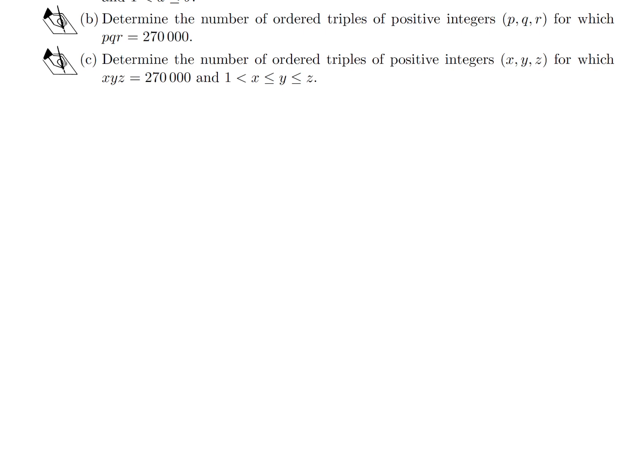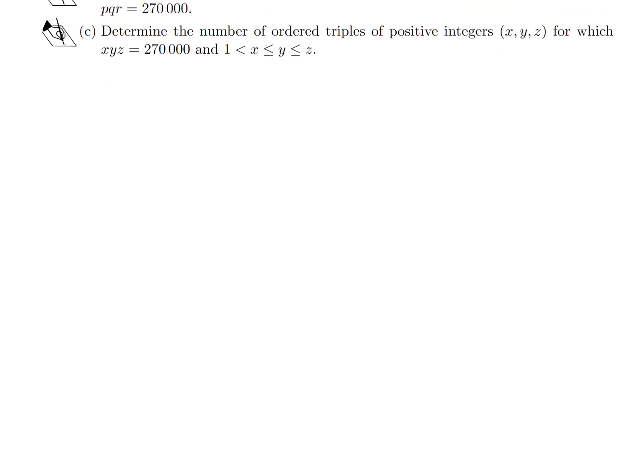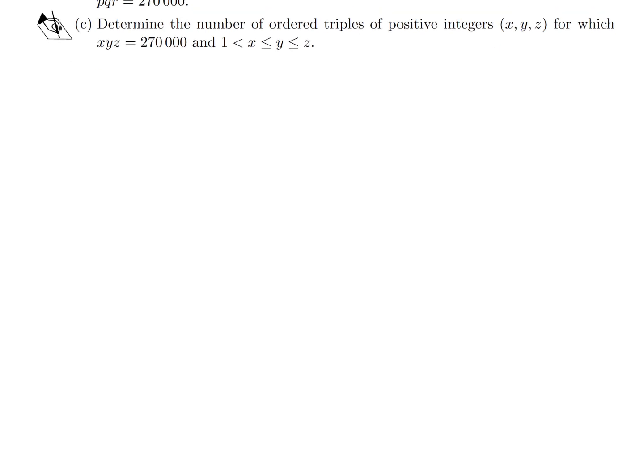Determine the number of ordered triples of positive integers x, y, and z for which xyz equals 270000 and 1 is less than x, less than or equal to y, less than or equal to z. So the question is identical to the previous one, but they've got this extra condition, and that extra condition will narrow things down. Remember, before the answer was 2250, but obviously this condition will narrow it down to a lower number.